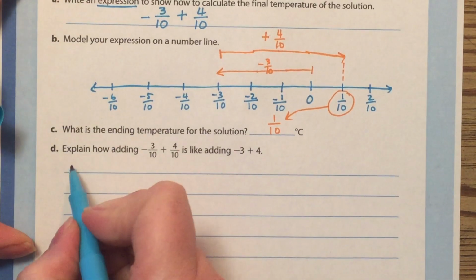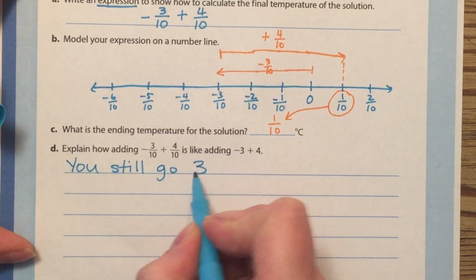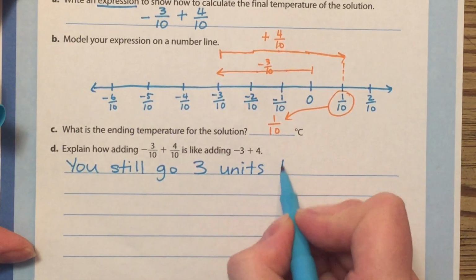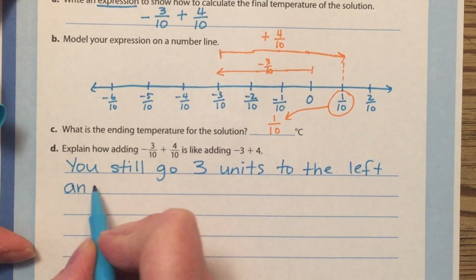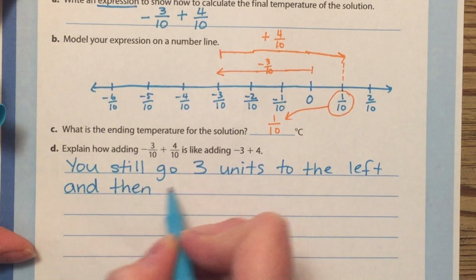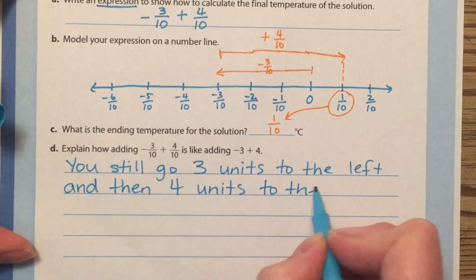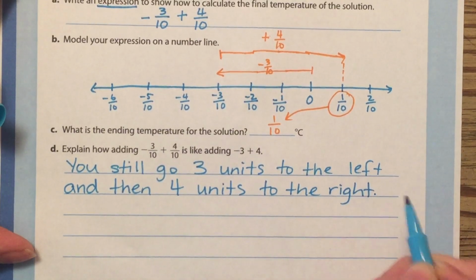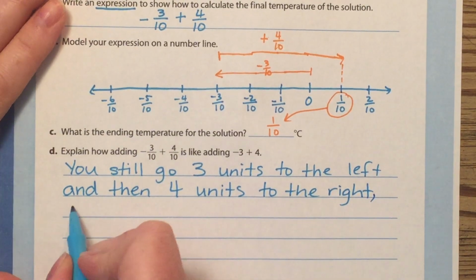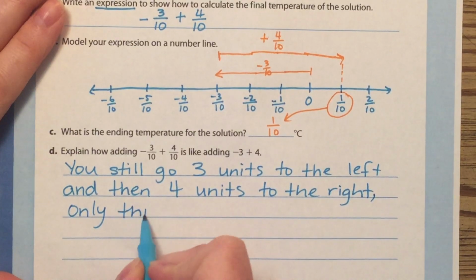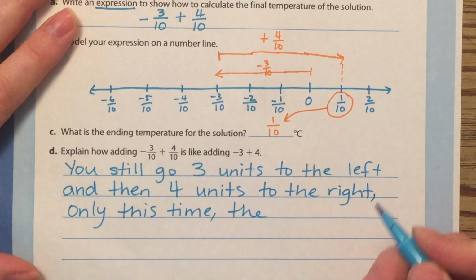So I would say you still go 3 units to the left, and then 4 units to the right, just like you would if you were adding -3 and +4. We'll say only this time the number line is counting by tenths instead of by ones.